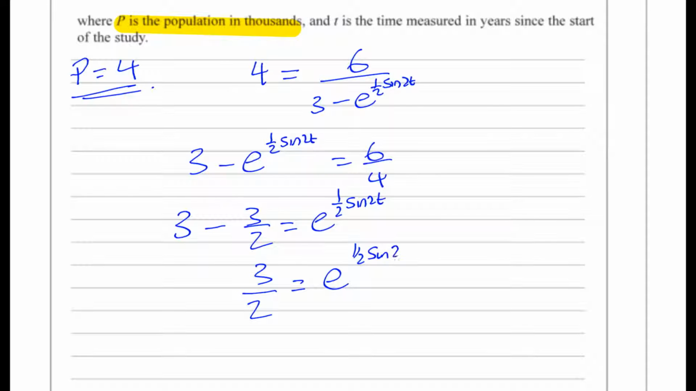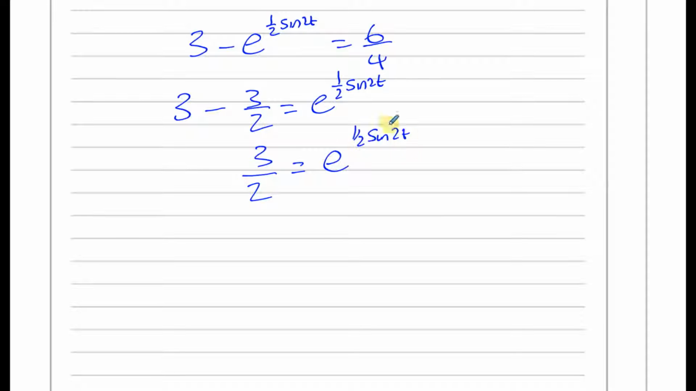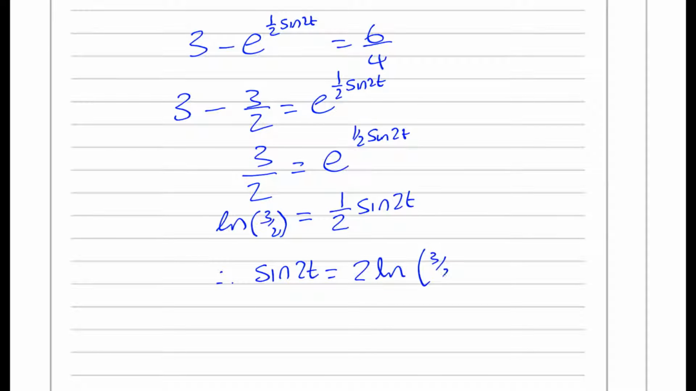Now I can take the ln of both sides, because I want to make this the subject. That will cause this to become ln of e, times a half sine 2t. So you can use the power rule, so you have a half of sine 2t times the ln of e. Now the ln of e is a log to the base e of e, which is 1, so that disappears, and that's equal to the ln of 3 over 2. So therefore I can say the sine of 2t is equal to 2 times the ln of 3 over 2.